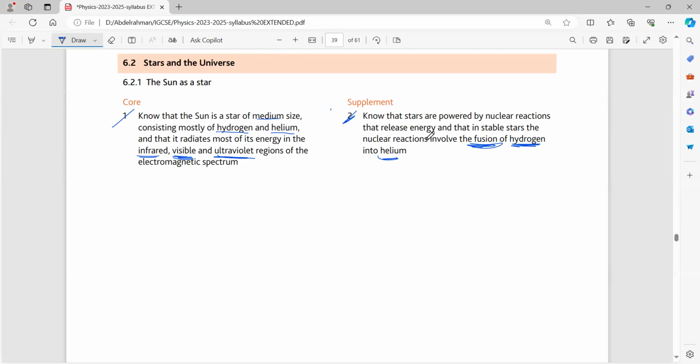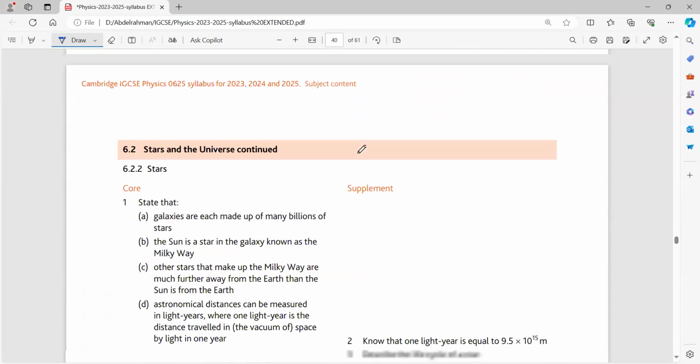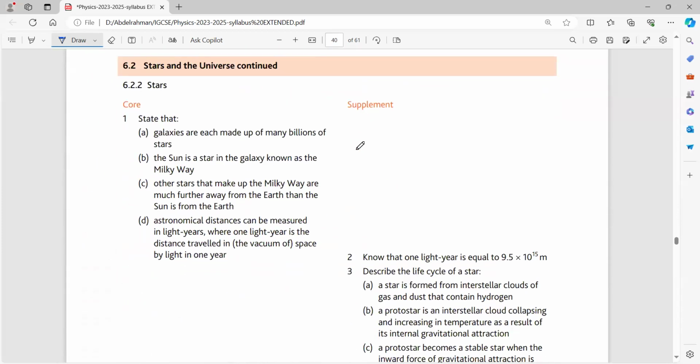Most of it is either visible light, infrared, or ultraviolet radiation. Some of them could be X-rays, some of them could be microwaves, some of them could be gamma rays, radio waves. But the majority is infrared, visible light, and ultraviolet. We have to know these stars.